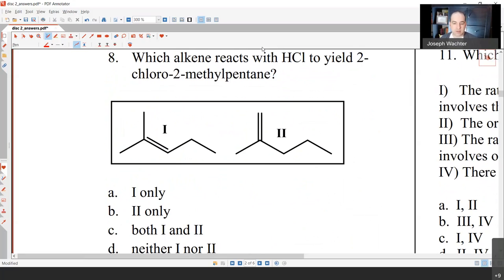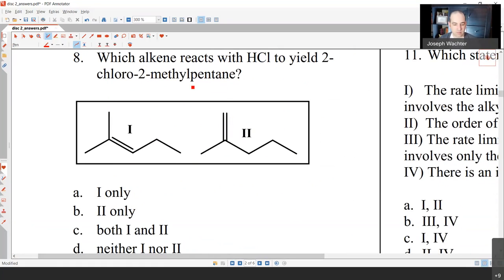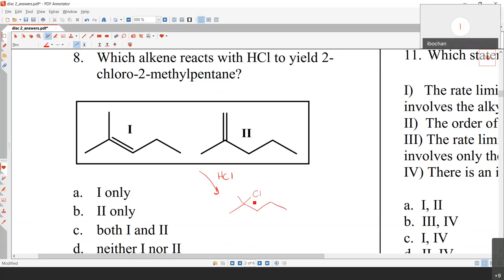Which alkene reacts with HCl to yield 2-chloro-2-methylpentane? So I would first just try to figure out what that actually is, so we know which one of these reacts with HCl to yield 2-chloro-2-methylpentane. Okay, so there's 2-chloro-2-methylpentane, and having that drawn out makes it a little bit clearer what's going to happen here.